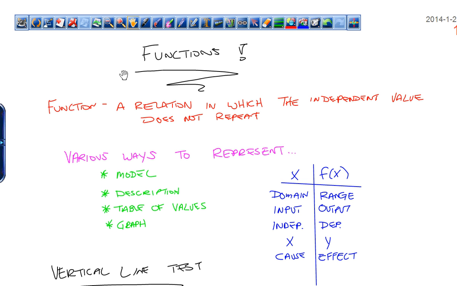First thing, a function is defined as a relation in which the independent values do not repeat. So x's don't repeat. Whatever the x value is, whether it's time or any of that stuff, for it to be a function, the x's cannot repeat. There's various ways to represent a function. You can do a graph, an equation, tables, a word problem with description, a model, any of that stuff.